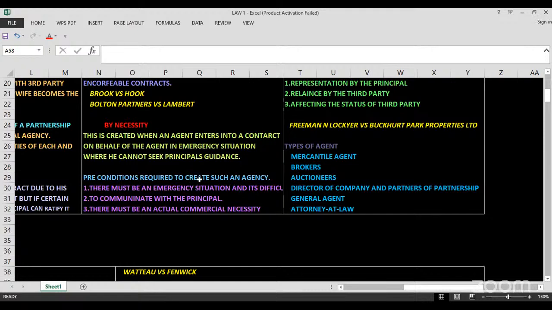Agency by necessity. Okay. Now, how is agency created by necessity? Let's see that. It is created when an agent enters into a contract on behalf of the principal in an emergency situation.